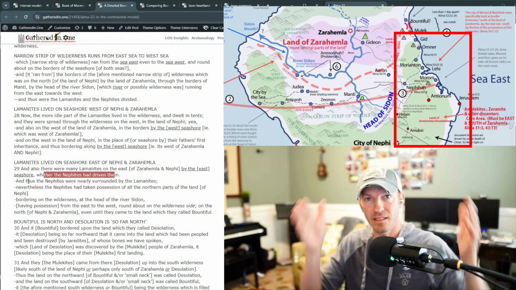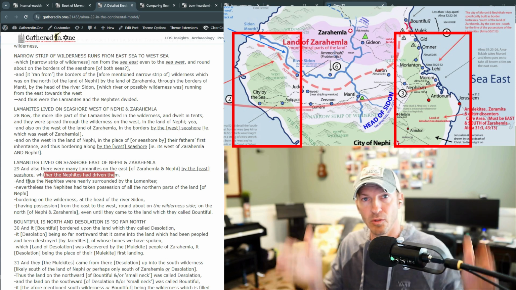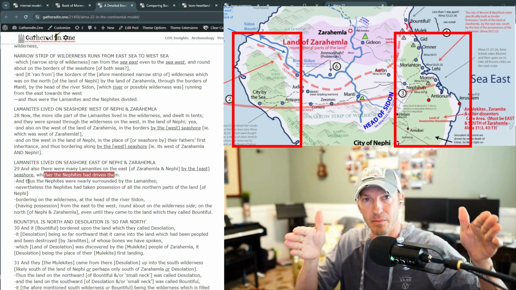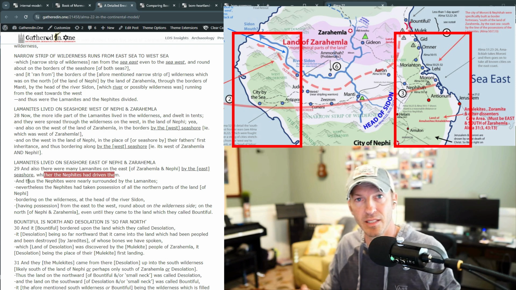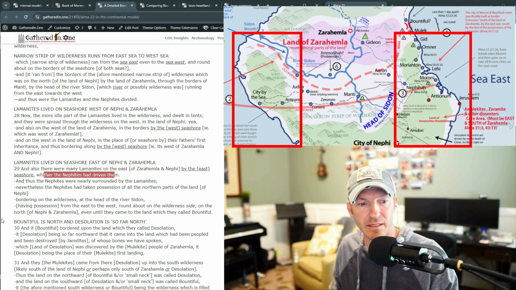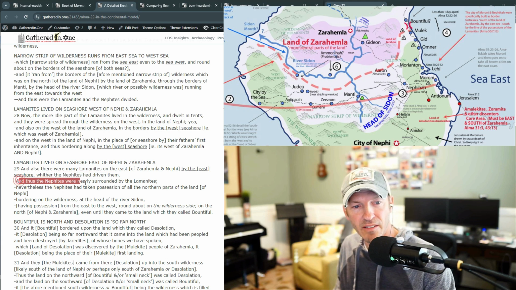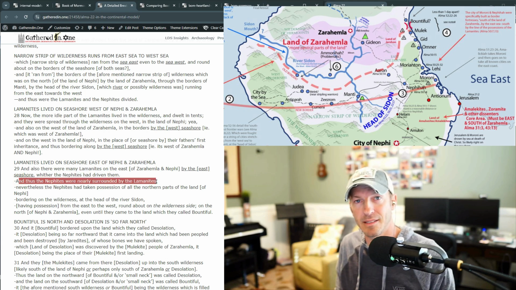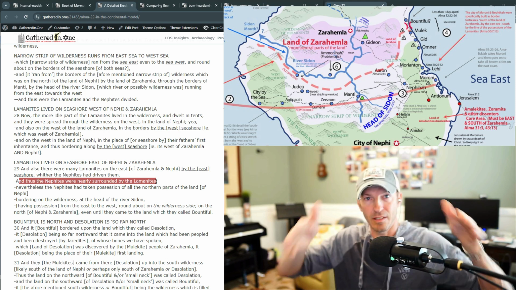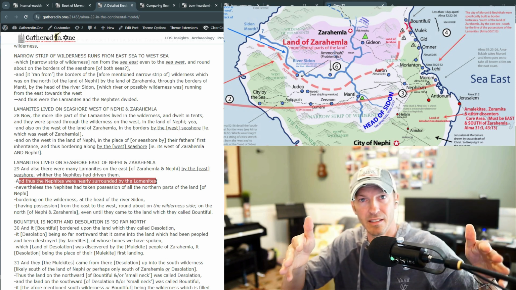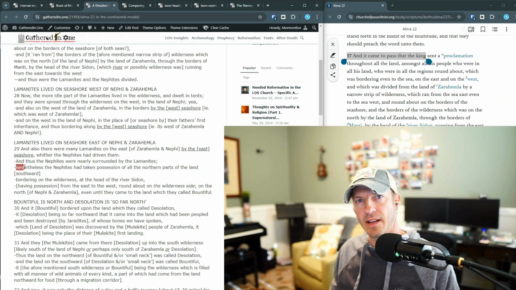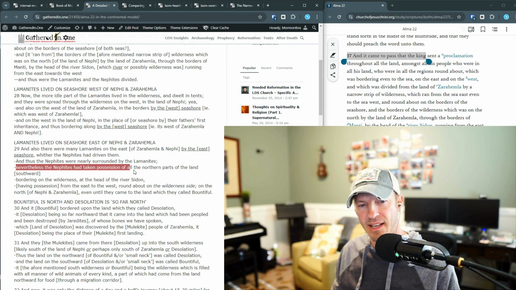And the Lamanites live in the west and east seashores, both of the land of Nephi and the land of Zarahemla. They're wrapping up along the Nephite lands in the land of Zarahemla. And thus the Nephites were nearly surrounded by Lamanites. That's what I just said, right? Because it's what he just explained. They're wrapping up along the seashores, even in the Nephite lands. And so they're almost surrounded by the Lamanites. All right. Nevertheless, the Nephites had taken possession of all the northern parts of the land.